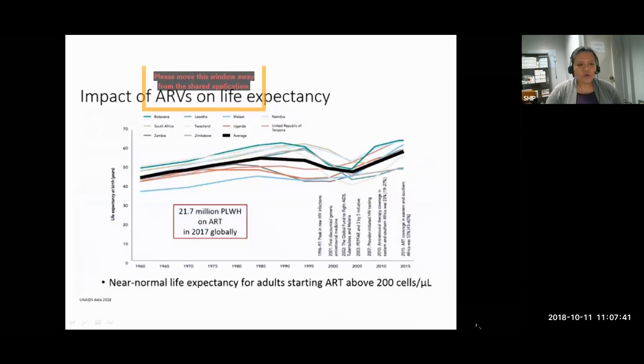Okay, so it is important that we know the benefit or the impact of ARVs on life expectancy. As we move forward in time and as the medications become better in terms of efficacy, we note that the lifespan of people living with HIV becomes longer and longer. And this is good. Meaning, we can have what we call a functional cure despite not having an actual cure.